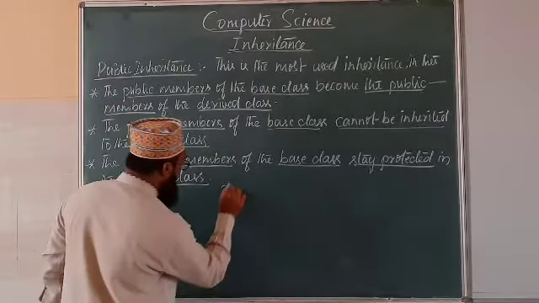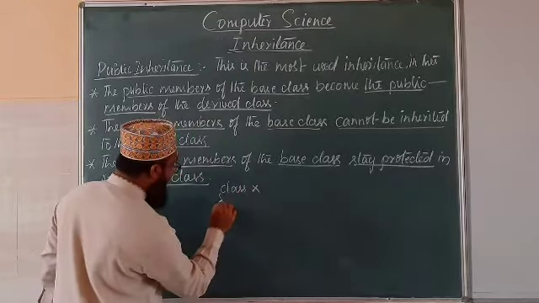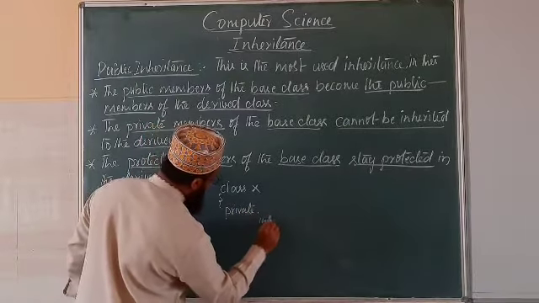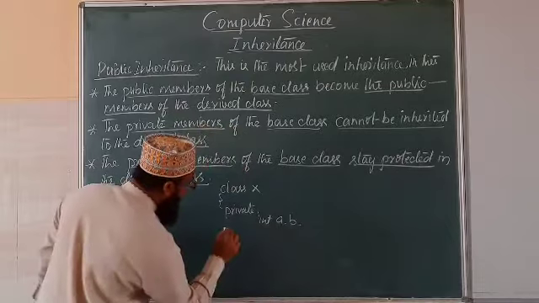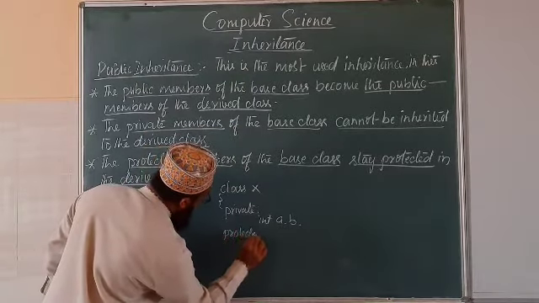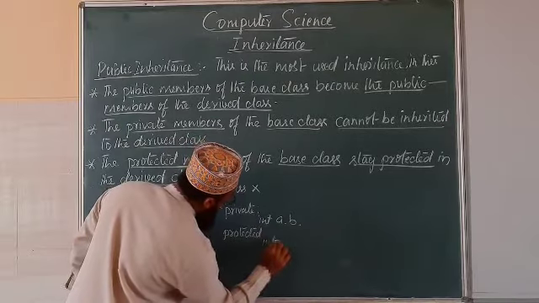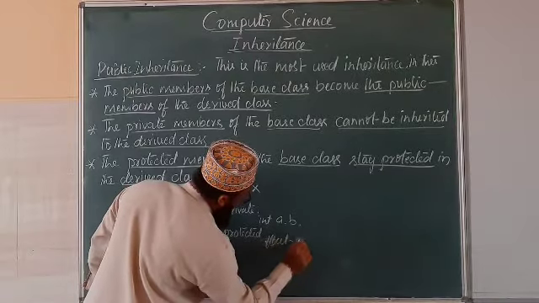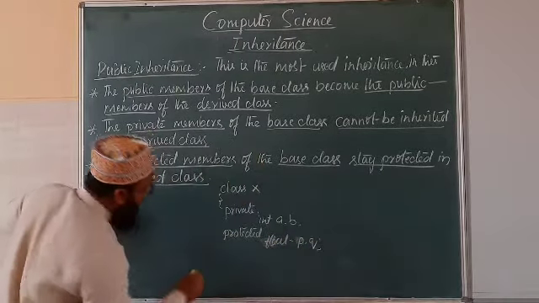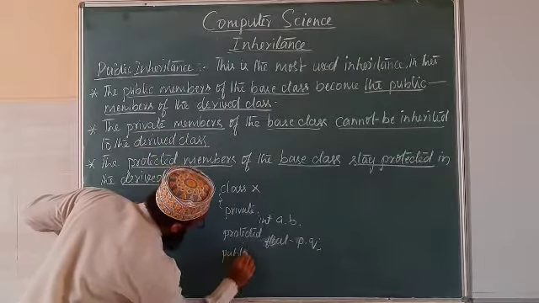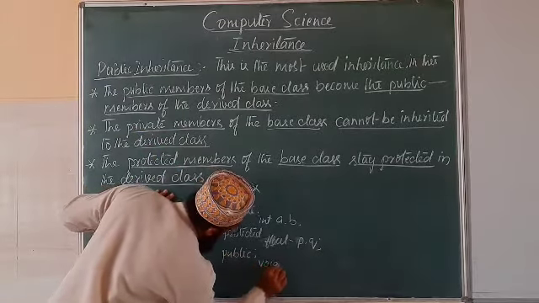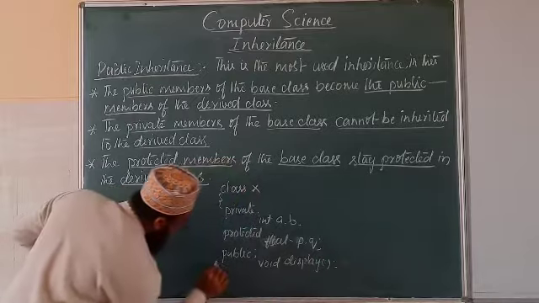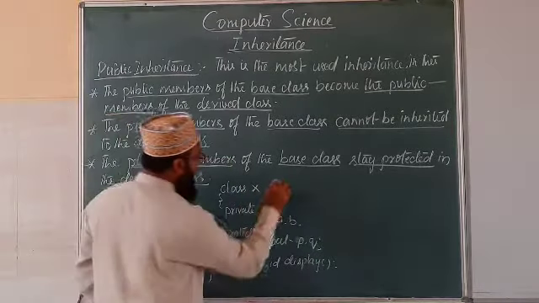Take one example here. Take class X. In private, we have two things: int A, B. Then under protected we have two things, that is float P, Q. Then under public we have one thing, that is void display. Then the class is closed. See, this is a base class.